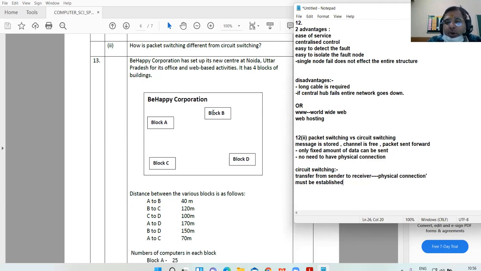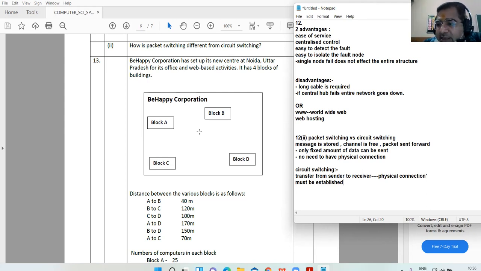Be Happy Corporation has set up its new center at Noida, Uttar Pradesh, for its office and web-based activities. It has 4 blocks of buildings: Block A, Block B, Block C, and Block D. Such a diagram will be given to you, showing the placement of the blocks in the organization.